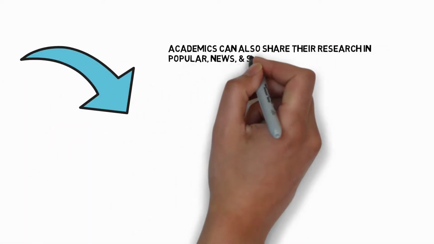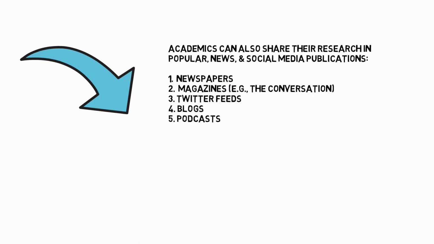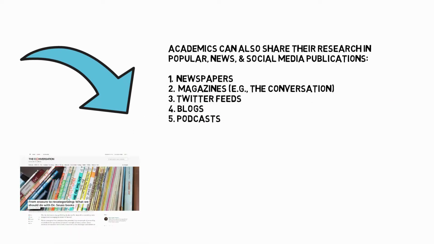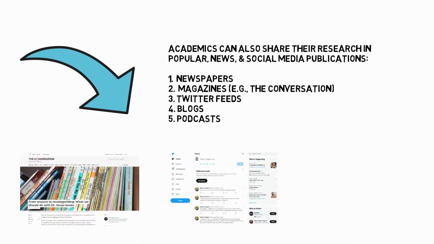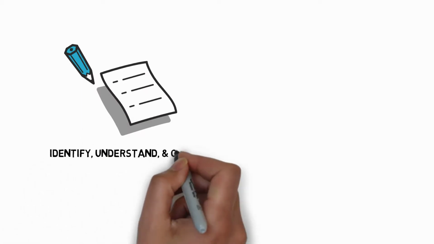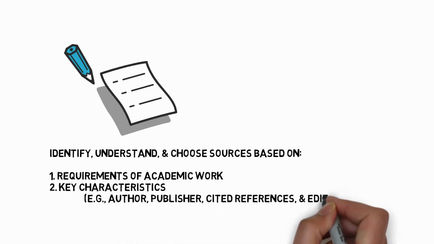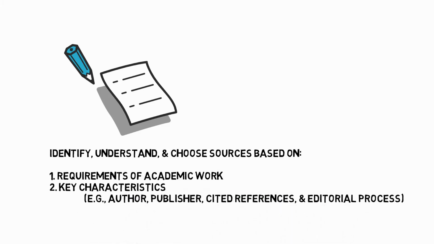However, academics can also share their research in popular, news, and social media publications, such as newspapers, magazines, for example, The Conversation, Twitter feeds, blogs, and podcasts. So we must identify, understand, and choose our sources based on the requirements of our academic work as well as key characteristics. This is the end of this video.